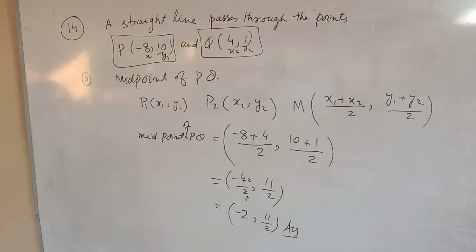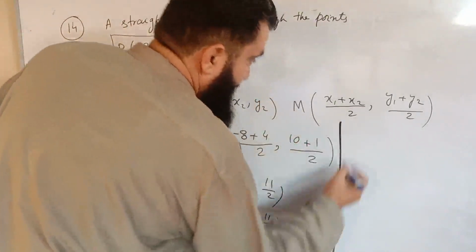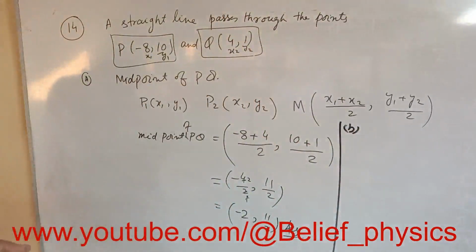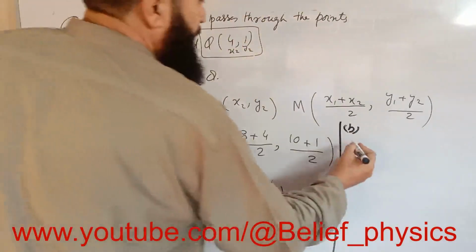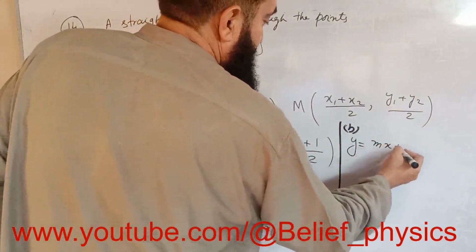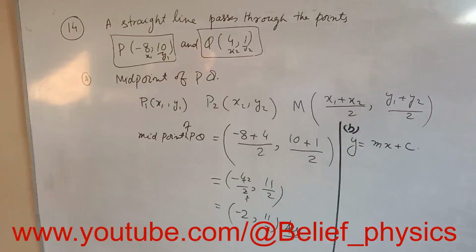Next is the equation of PQ. We have to find the equation of PQ. This is part B. Now, the equation of PQ is y is equal to mx plus c, where m is the gradient of the line.